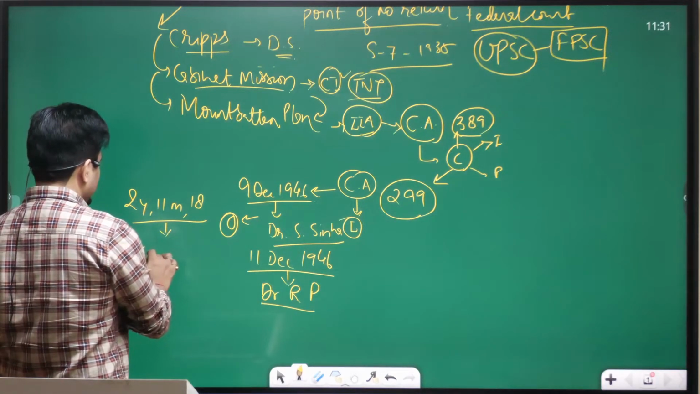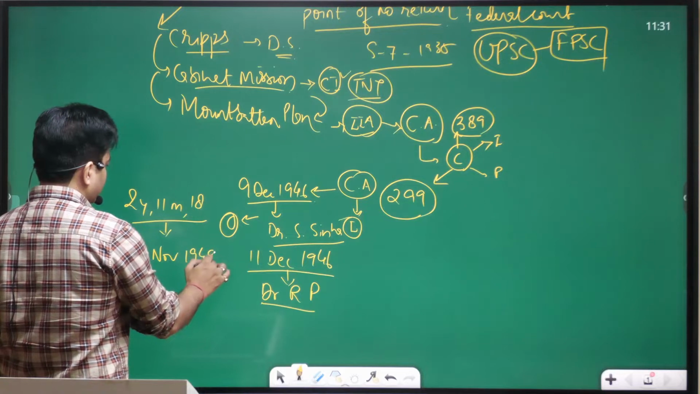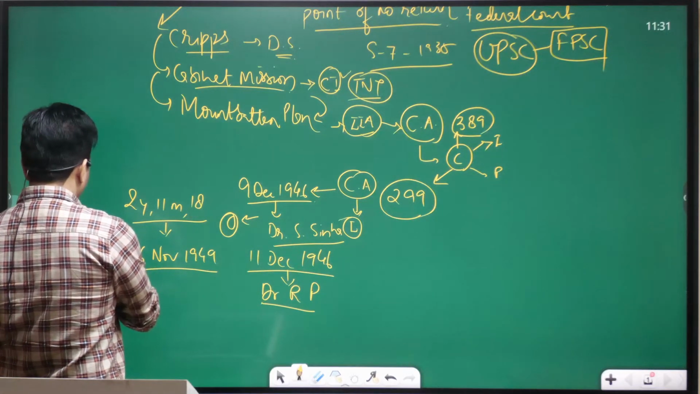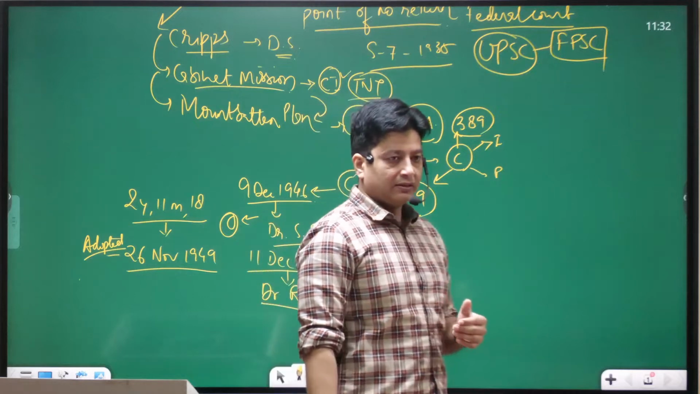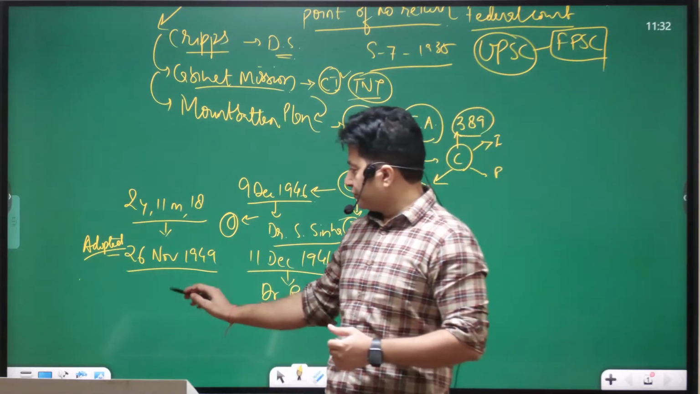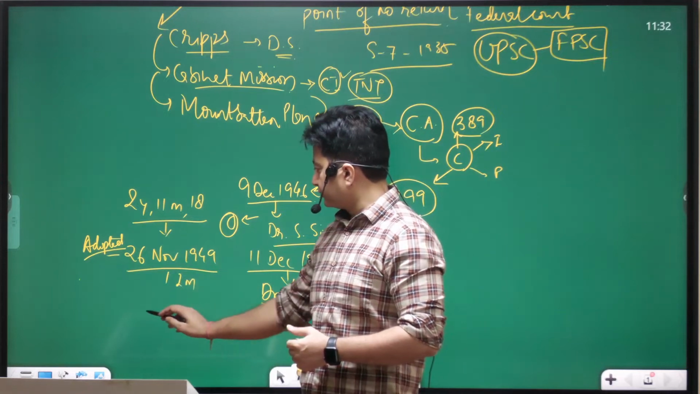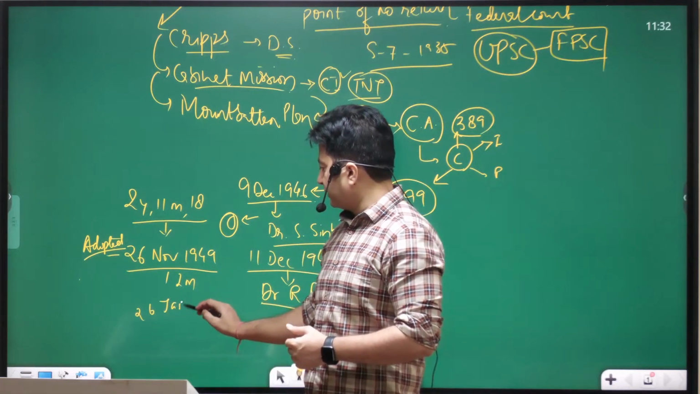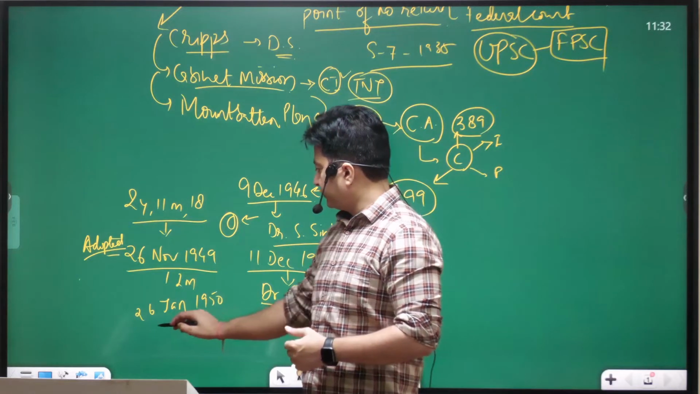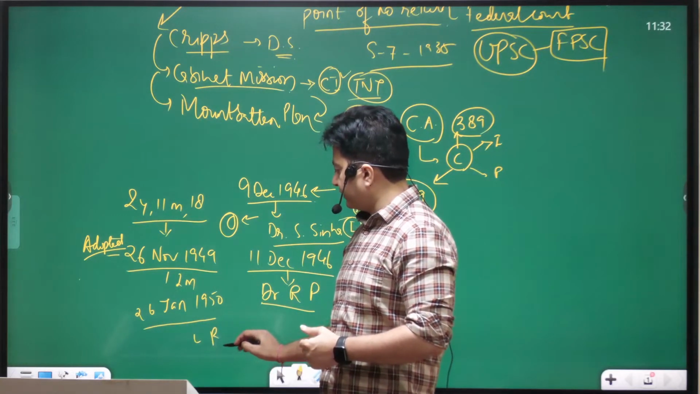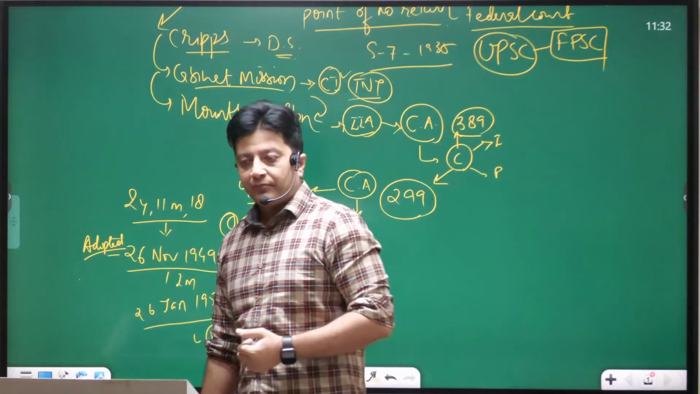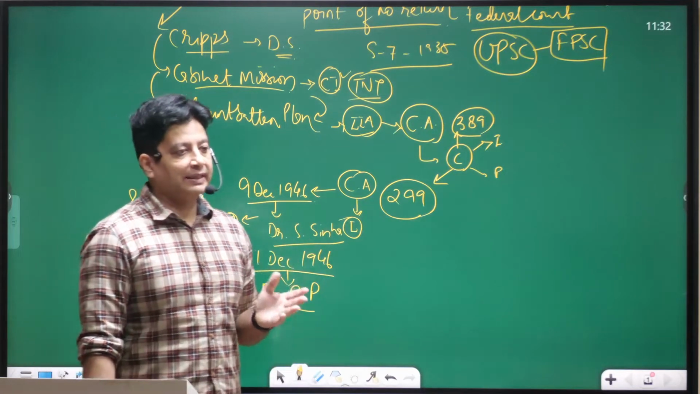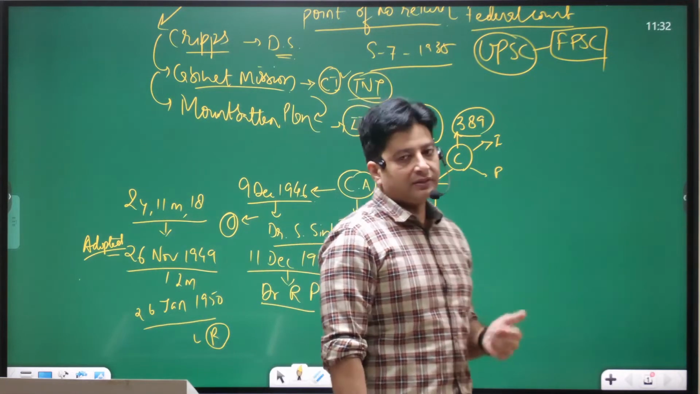on 26th November 1949. It means we adopted this Indian constitution on 26th November 1949. But this constitution came into effect after 2 months, on 26th January 1950, which we celebrate every year as Republic Day. My question is, why was the 2 months time kept in between?